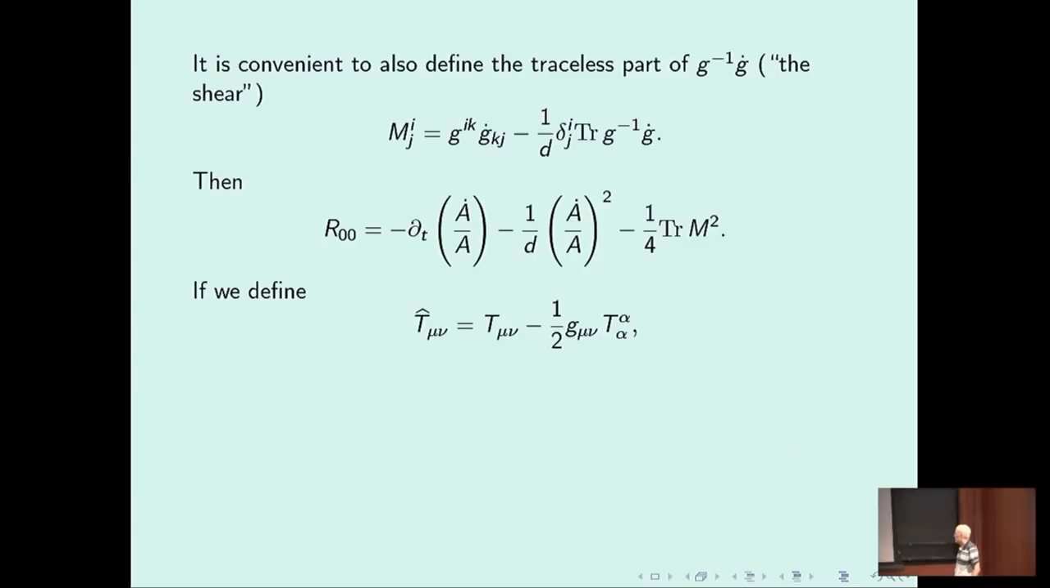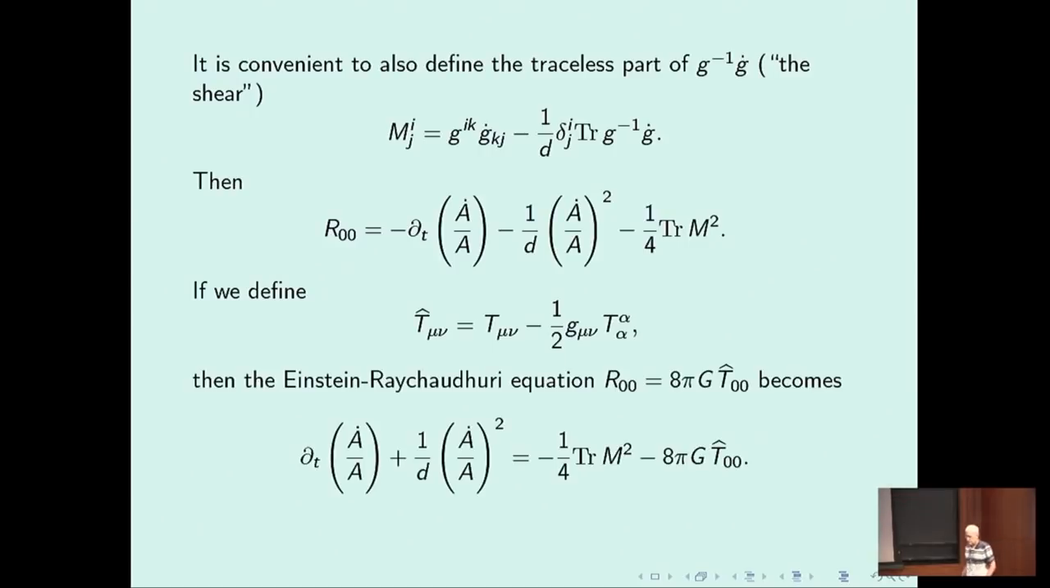Now, it's convenient to define a modified stress tensor, which is the stress tensor minus 1/2 g_mu nu times the trace of the stress tensor. And then the Einstein-Raychaudhuri equation, which I remind you is just the 0,0 Einstein equation, becomes this.